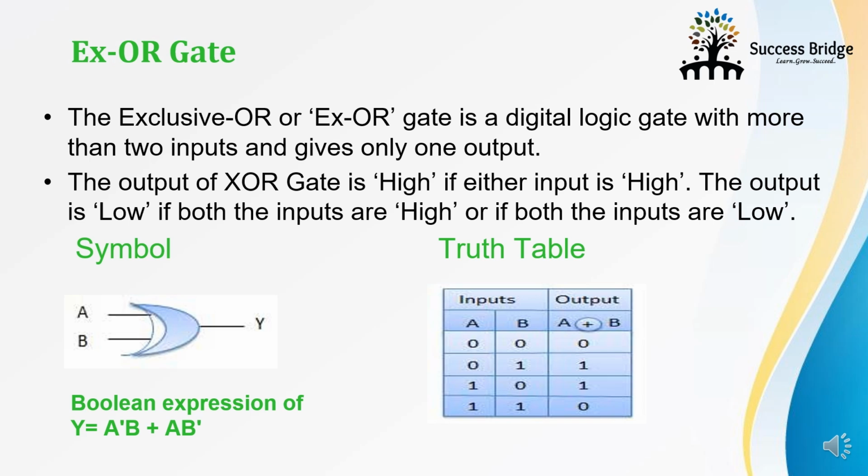If any one of the input is low, then the output is high. If both the inputs are high, the output is high. From the truth table, we saw how the XOR gate operation works. This is the Boolean expression of the XOR gate: Y is equal to A bar B plus A B bar.